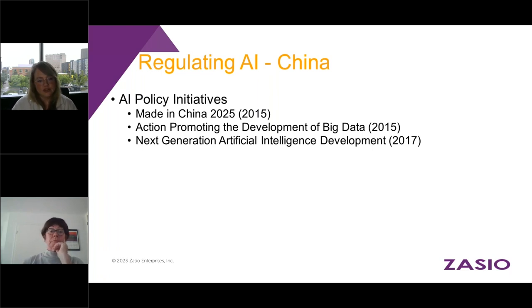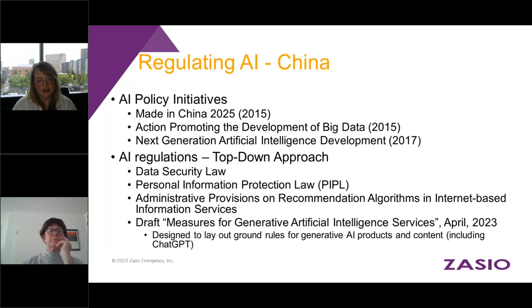And then going into our next point here, if we can go, and now into the regulations. So a little bit of a top-down approach, and so a patchwork of laws that we've seen here, but ultimately, we have our data security law that's already in place. Of course, we had the PIPL that recently came into play, and then also the administrative provisions on recommendation algorithms in internet-based information systems. That's a mouthful there.